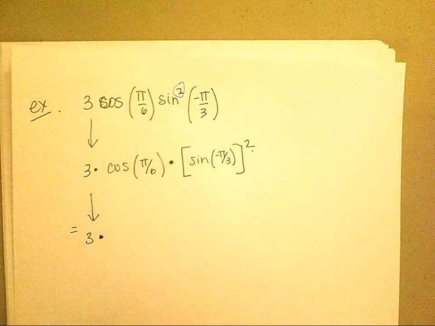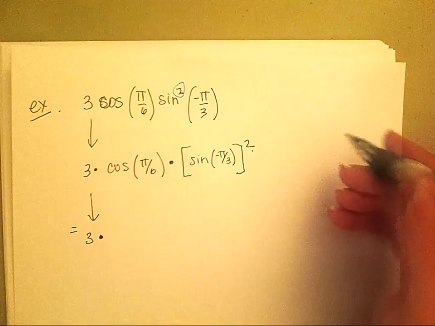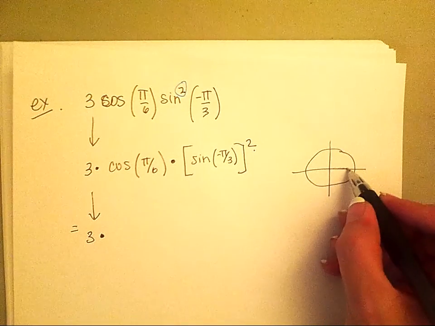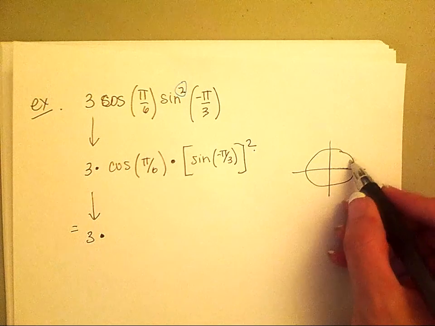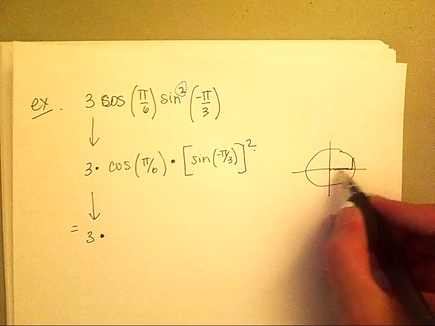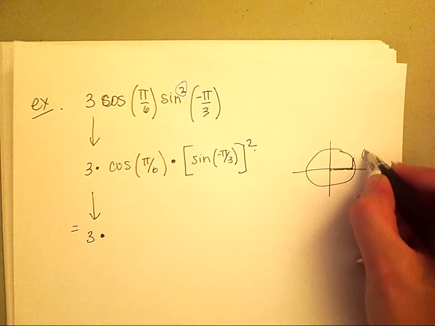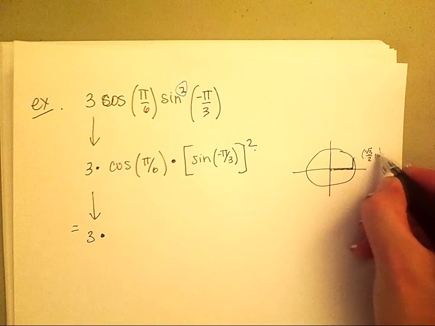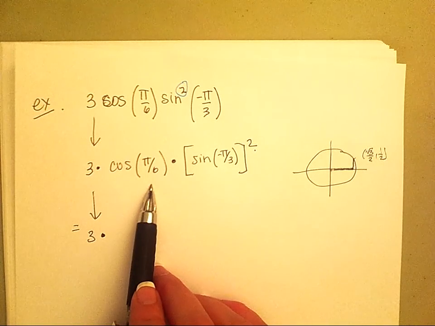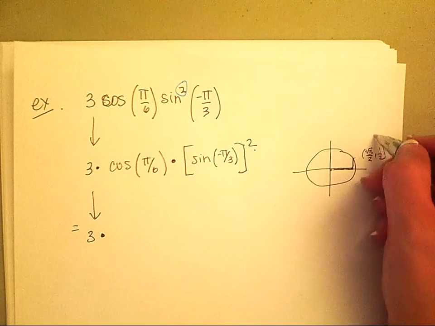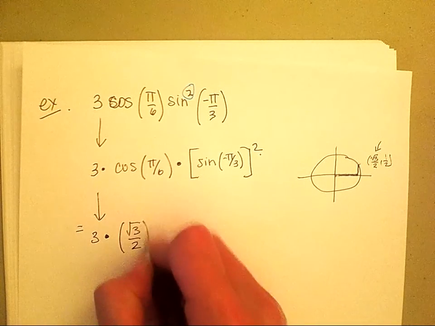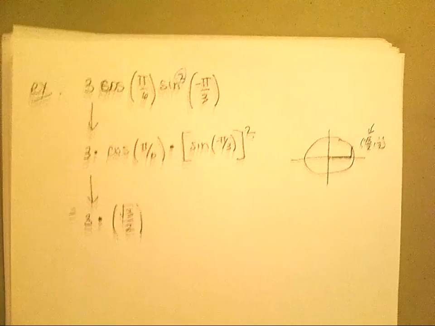Alright, so the 3 is going to come along. Then I have to multiply that by the cosine of pi over 6. Okay, so pi over 6 is right here. I have to go the long way and then up short. Okay, so this is the point square roots of 3 over 2, 1/2. And I'm looking for the cosine of pi over 6. So the cosine is the x value, which is square roots of 3 over 2.